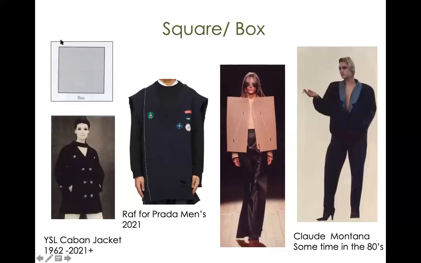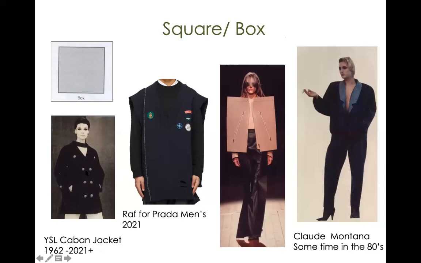Next, the boxy shape, the box. The box in fashion has also come in and out. It wasn't really something that was used very much until the 1920s. The most famous example I've got here is the Yves Saint Laurent cabane jacket, which was taken from the jackets that the sailors used to wear. Yves Saint Laurent did the first cabane in 1962, and in 2021 they're still doing something very, very similar. It's such a classic style.